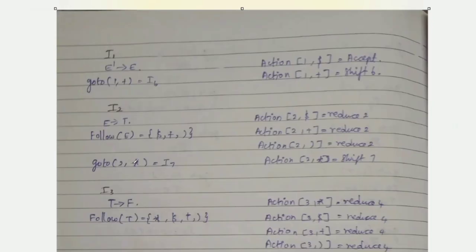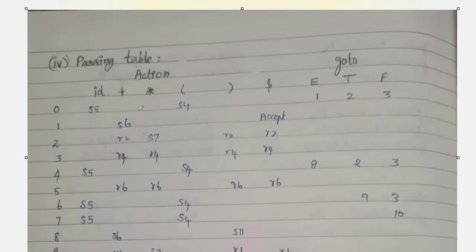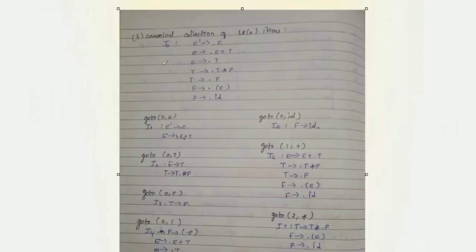Next, go to 2 comma star equals I7. Star is a terminal symbol. Then write table entries action of 2 comma star I7. I7 means shift 7. In the parsing table, 2 star shift 7. Next, in the canonical collection of LR0 item number 3, we don't have a go to part.